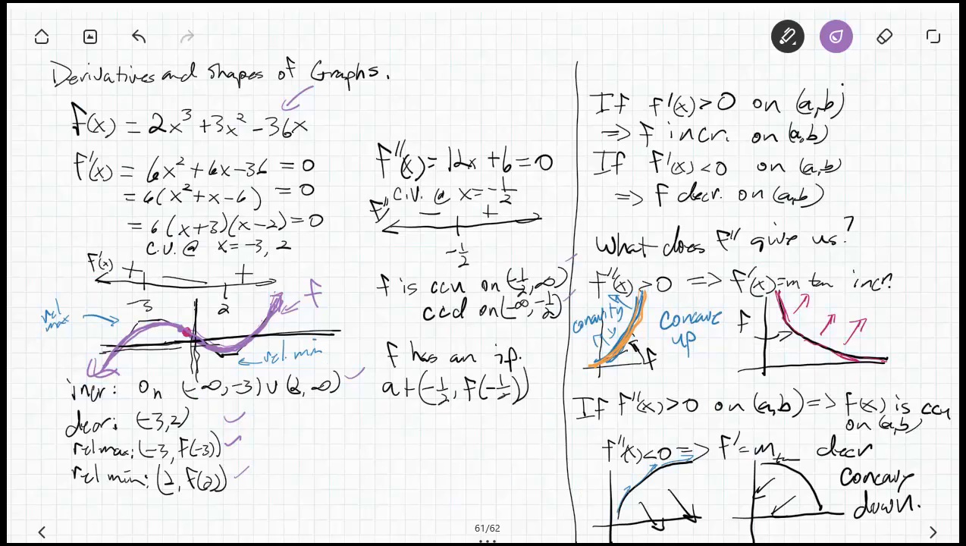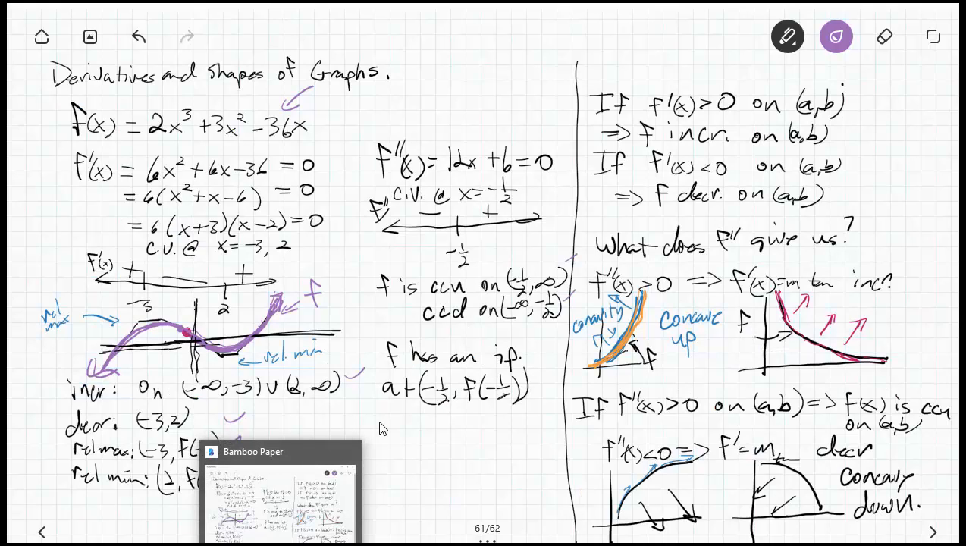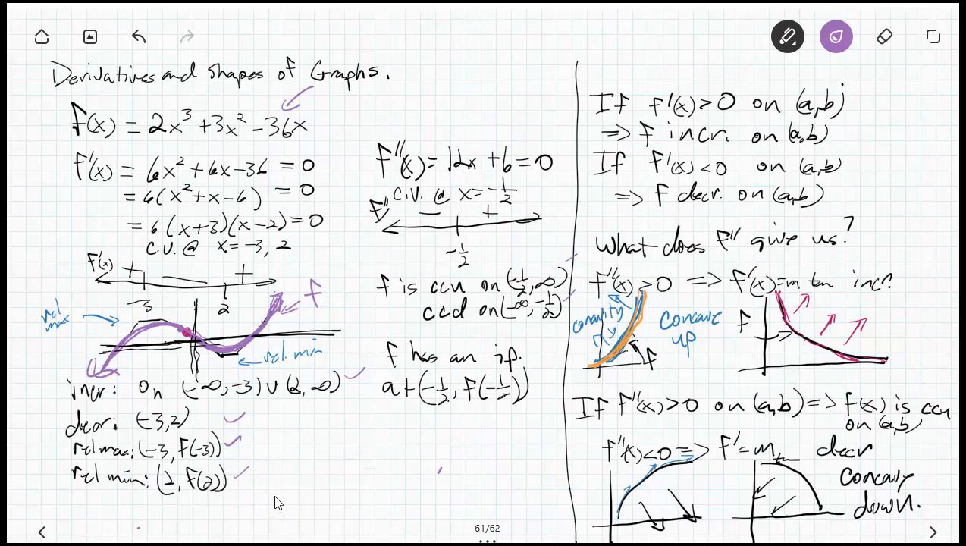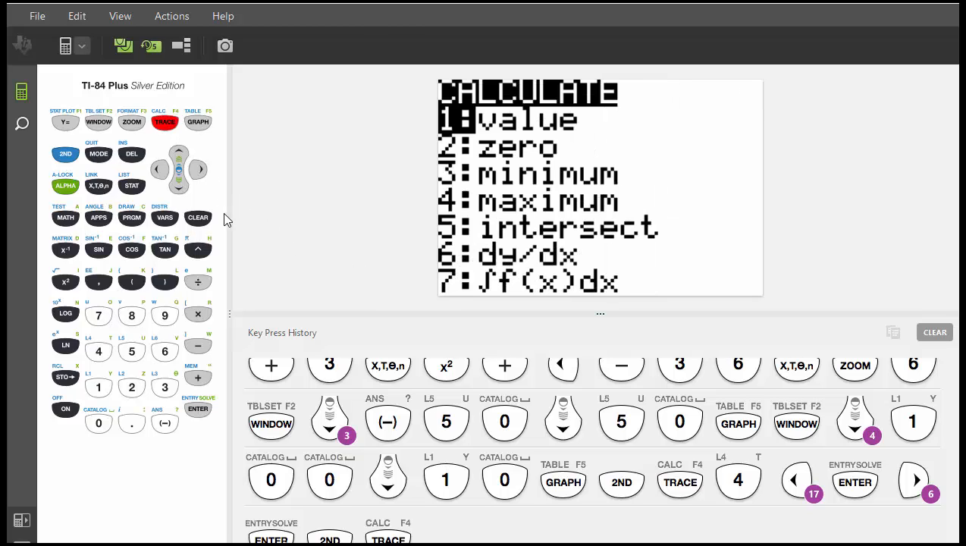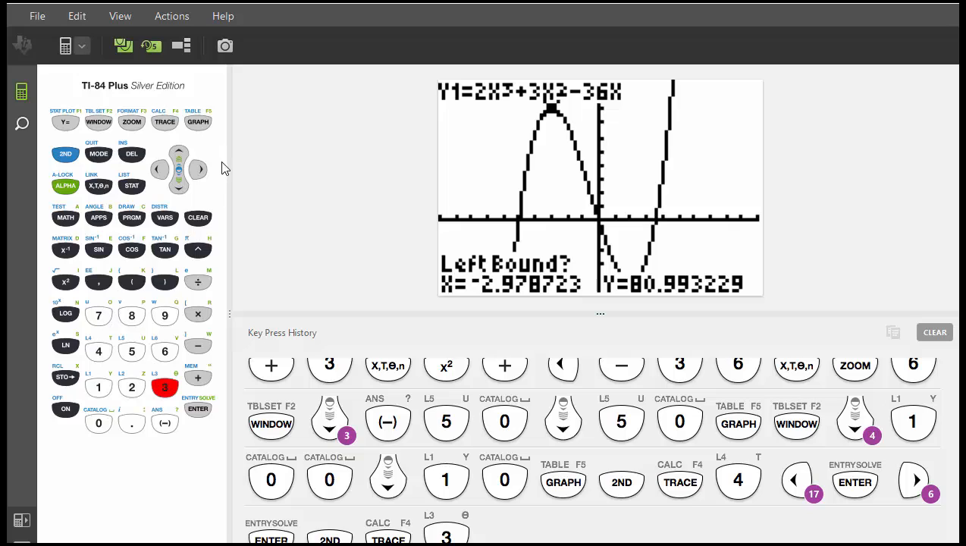Let's go back and look at our work. Hey, f of -3, and had I been a little less lazy, I could have figured out that f of -3 is 81. Likewise, I know that my relative min, let's go second calc. And I want to do a min, which is 3. And I'm going to cruise over yonder.